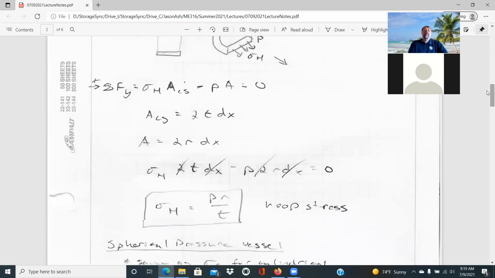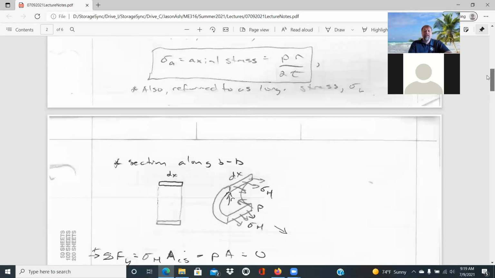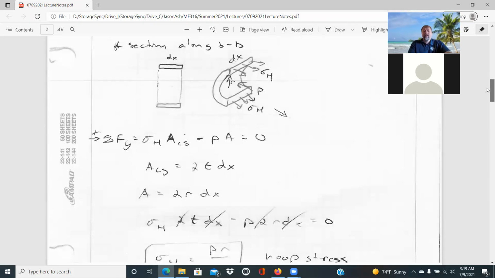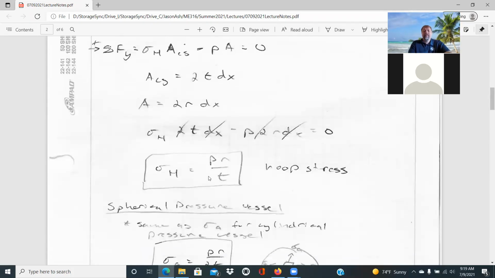And so there again, we can plug those in and solve: sigma h times 2t dx minus p times 2r dx is equal to 0. And we find that our hoop stress is equal to PR over t for that one. And if we remember back, axial stress was PR over 2t. And that means our hoop stress is twice as great as our axial stress for a cylindrical pressure vessel.